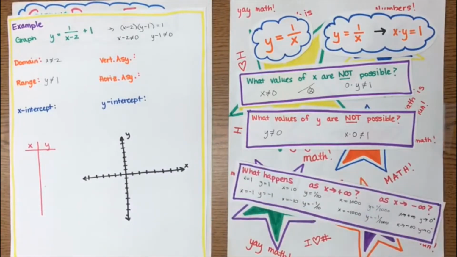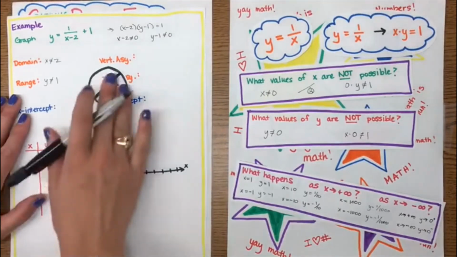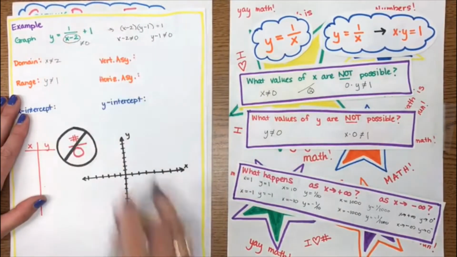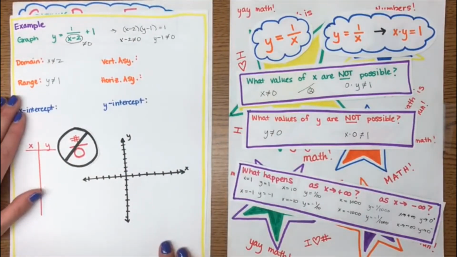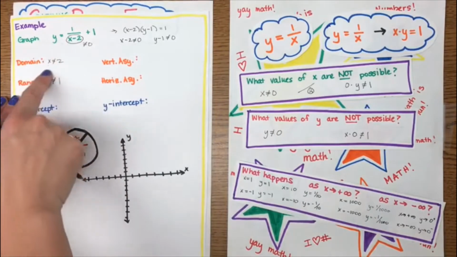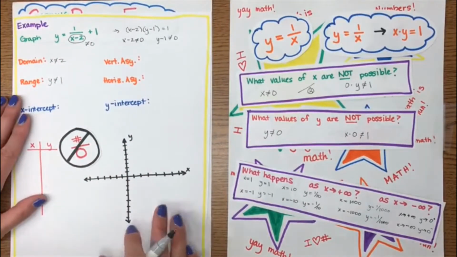Another way of finding this domain restriction is by using my property that I can't divide by 0. Division by 0 is not okay. So if my denominator is equal to 0, I am violating the rules of math. So x minus 2 can't be equal to 0. And that gives me, again, that domain restriction that x cannot be equal to 2.